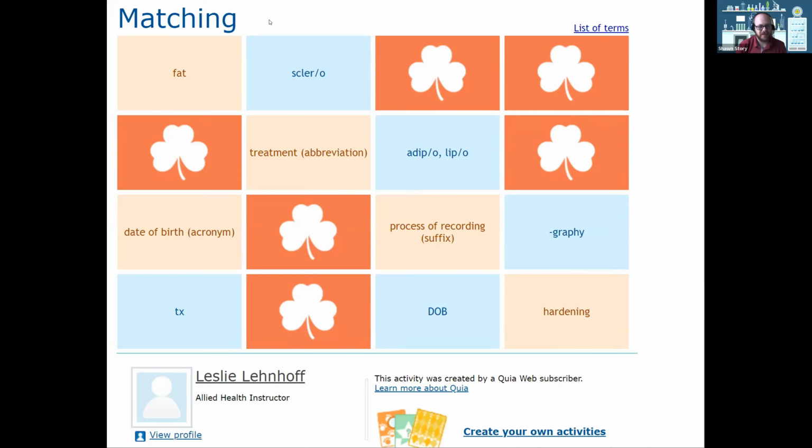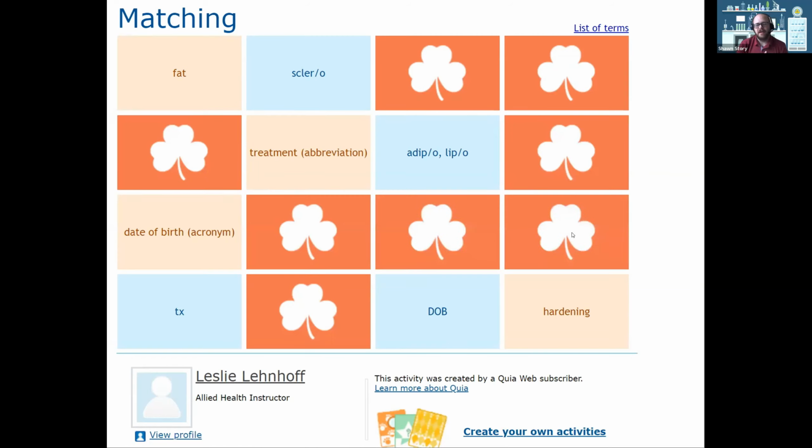All right, what else do we got? Process of recording, graphy. Yep. I don't think we actually talked about any words. All the words that come to my mind are gram, not graphy, like electrocardiogram, like the idea of recording. But graph, like a photograph, that you're taking and putting on paper. All right, what else do we got? 4 more.